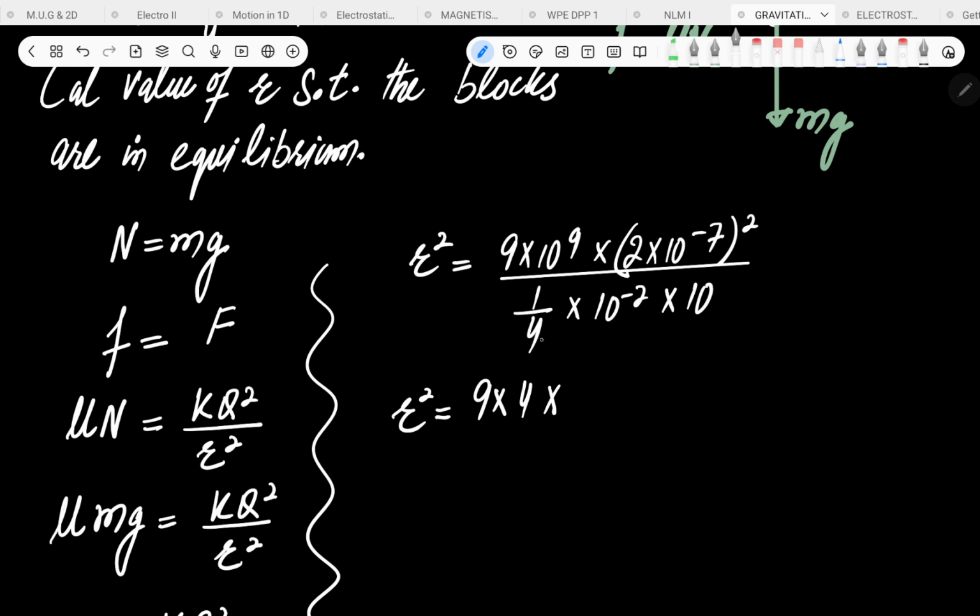So the r squared that comes here will be 9 into this 2 squared, which comes out to be 4. The 1/4 in the denominator becomes 4, into 10 to the power. Now bases are the same, so powers are added. So this is 9, then 7 twos are 14, and this is minus 2 plus 1 is minus 1 in the denominator, that will become plus 1. So it is 9 minus 14 plus 1. All right. Now r squared is equal to 9 into 4 into 4 into 10 to the power: 9 plus 1 is 10, 10 minus 14 is minus 4.